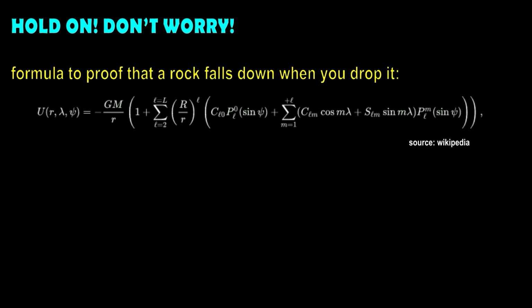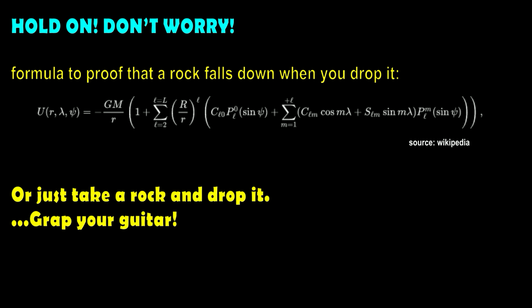Okay, hold on, don't worry here. Let me explain something about all this information. Here you have the formula to prove that a rock falls down when you drop it. I found it on Wikipedia. Well, things sometimes look more complicated than they really are. You can try to understand the formula, or you can simply take a rock and drop it. And that's what we'll do. Grab your guitar and let's have a closer look at the scales.